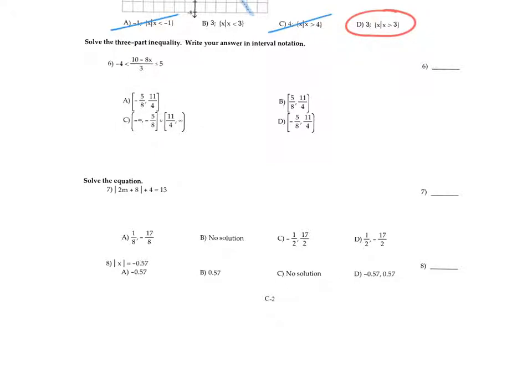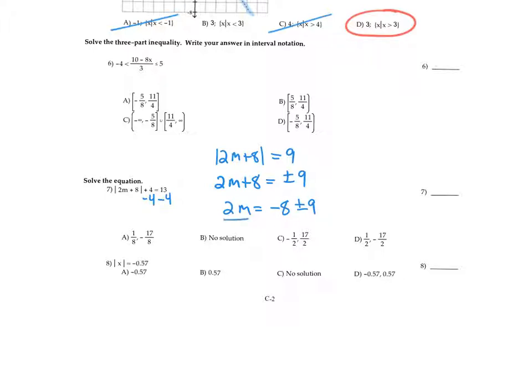And for this question, I need to first get the absolute value by itself. So I'm going to subtract 4 from both sides. That gives me that the absolute value of 2m plus 8 equals 9. Now, I can set the inside of my absolute value equal to plus or minus the other side. So 2m equals -8 plus or minus 9.